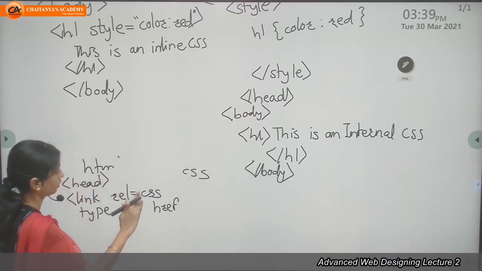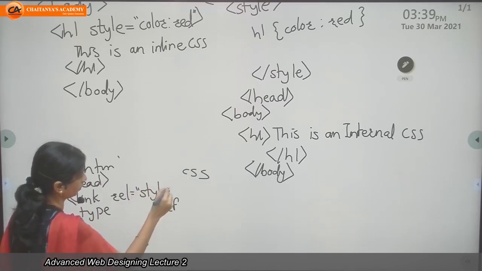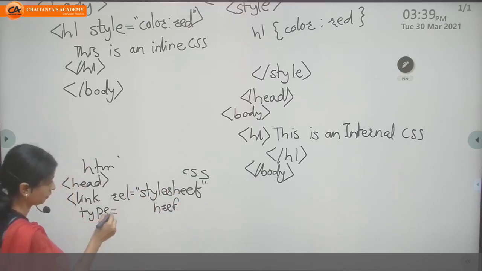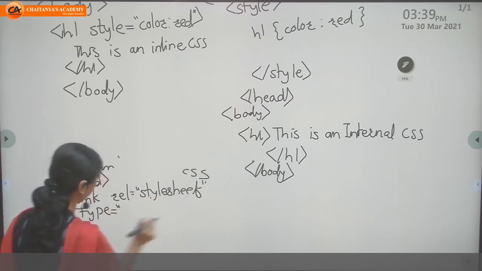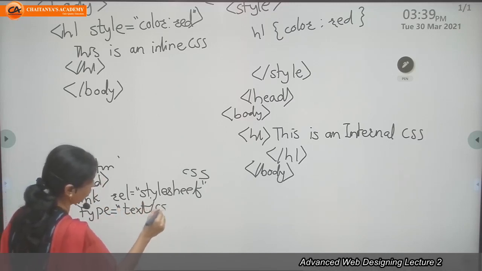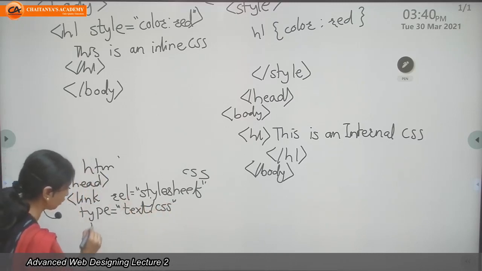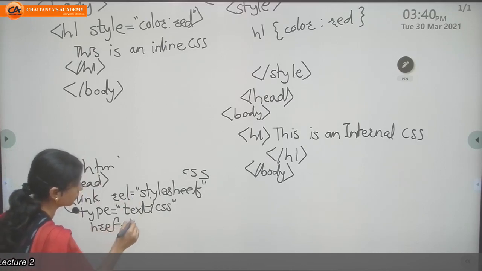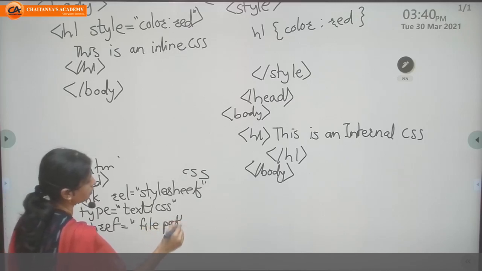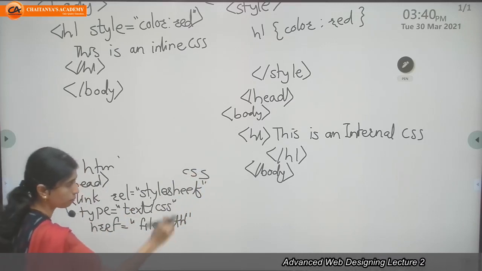Sorry for the disturbance. What is the relation? Here, stylesheet. The rel value should be stylesheet. The type of the file will be text/css. These values are the same for all files. And the third attribute, href, is the file path. Which means with which name I have saved the CSS file, that file name dot CSS.